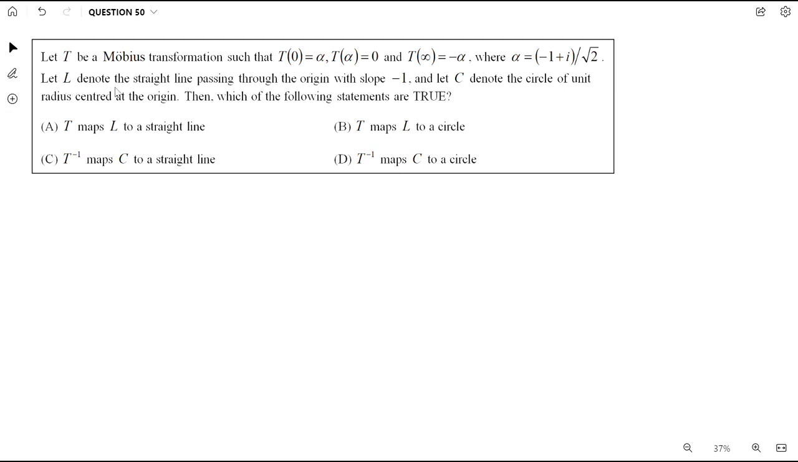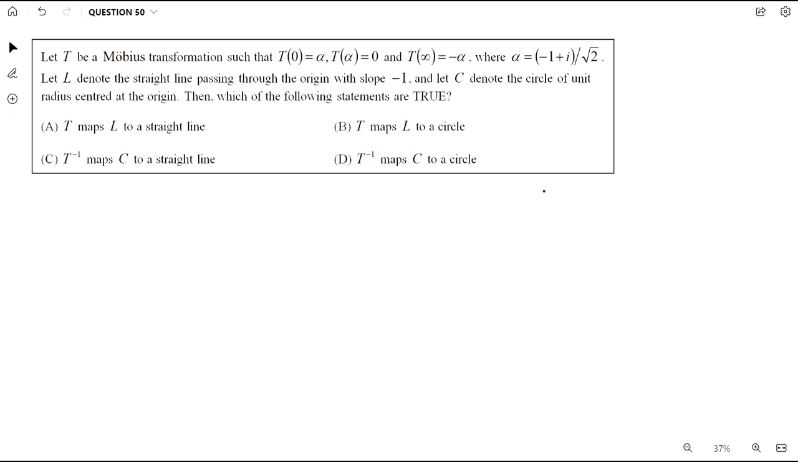Now let L denote the straight line passing through the origin with slope minus 1, and let C denote the circle of unit radius centered at the origin. So we have to find out which of these four statements are true. Statement A is T maps L to a straight line, B is T maps L to a circle, C is T inverse maps C to a straight line, and D is T inverse maps C to a circle.